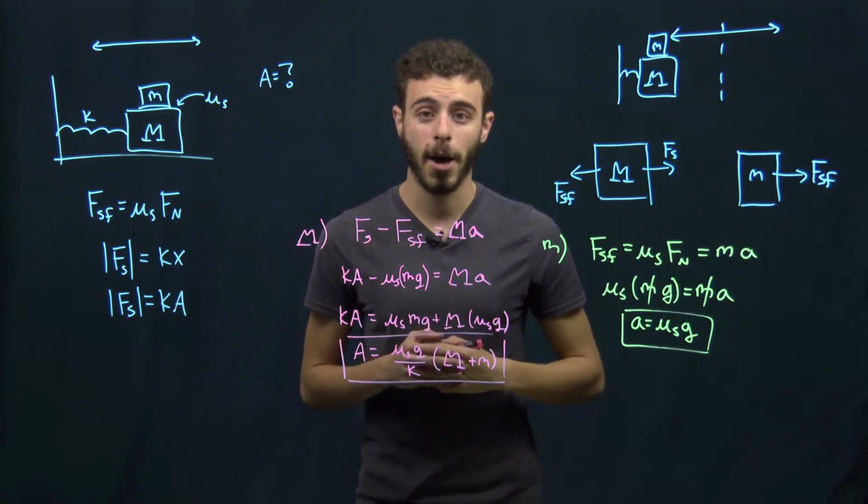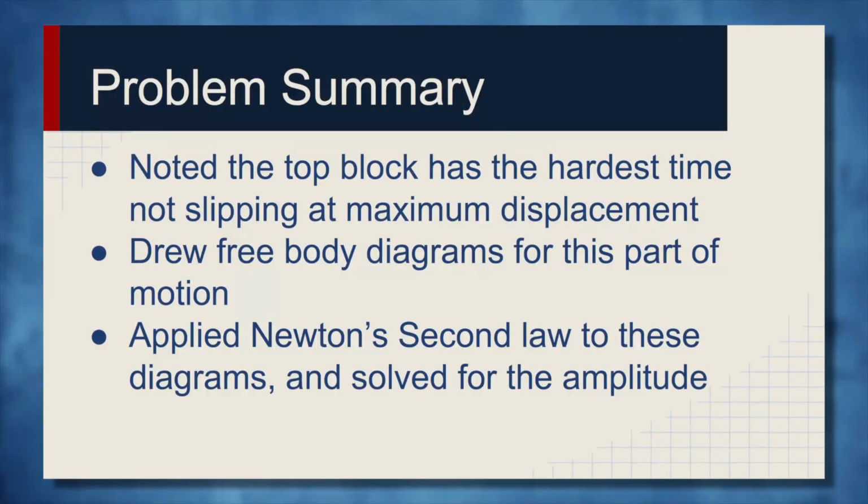So let's go ahead and review what we've done. We first noted that the top block has the hardest time not slipping at the maximum displacement. Then we drew free body diagrams for this part of the motion for each block. Finally, applying Newton's second law to each block allowed us to solve for the maximum amplitude.